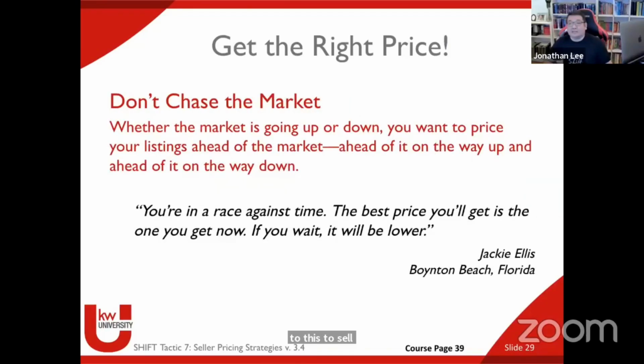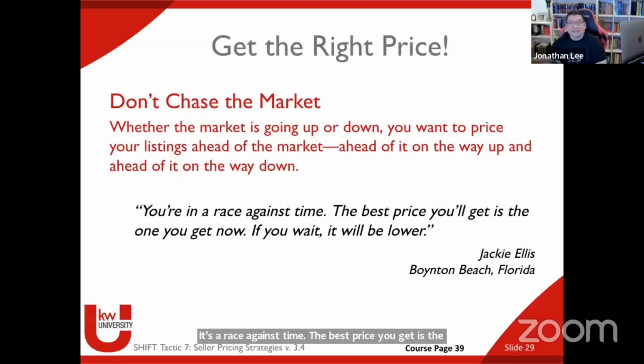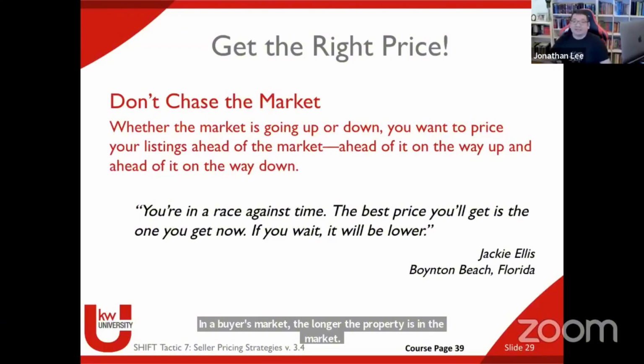So don't chase the market. You want to price it ahead of the market so that it goes first before everyone else. It's a race against time. The best price you get is the one you get now. If you wait, it will always be lower. In a buyer's market, the longer the property is in the market, the lower the price that you will get. That's just the reality of it.